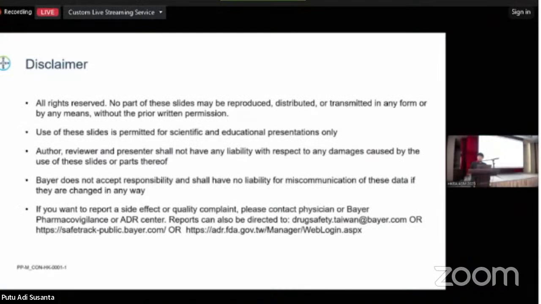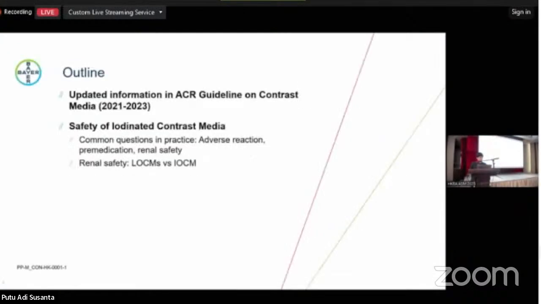So today I will introduce the updated information in the ACR guideline on contrast media from 2021 and 2023. And I will discuss some common questions regarding the safety of contrast media in clinical practice. All the answers and recommendations are based on guideline recommendations and published evidence.